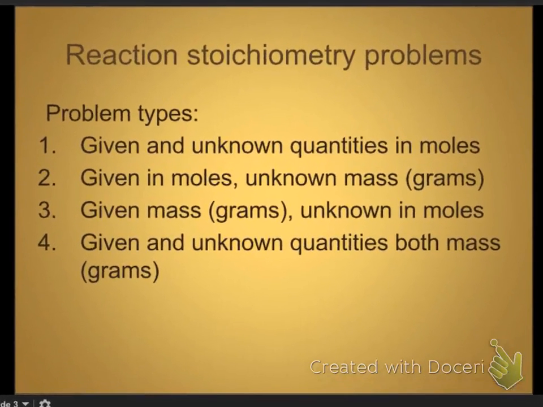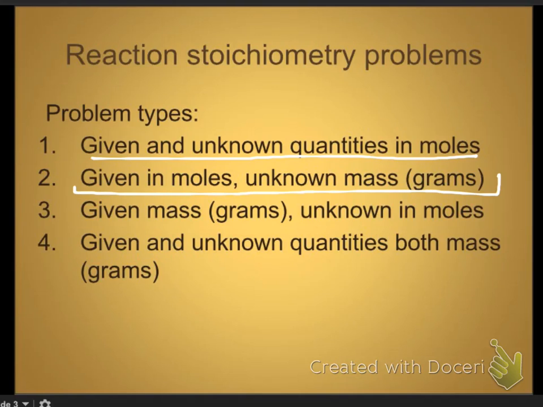Okay, so all stoichiometry boils down to four problem types when we're talking about reaction stoichiometry. You can have both the given and unknown in moles. These are really easy one-step problems. I could train a chimp to do these in an afternoon. You'll all be able to do them in about 10 minutes.